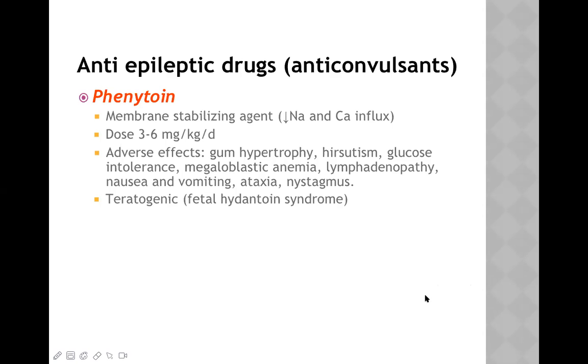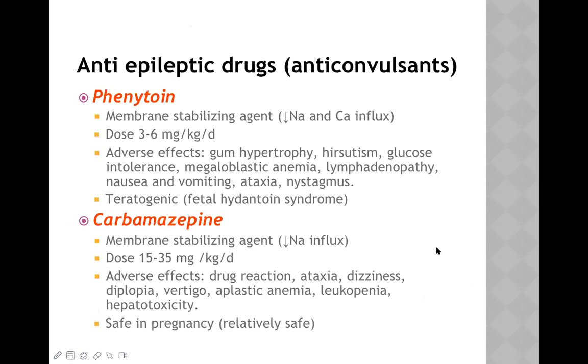Now, another important drug which we use in the patient is carbamazepine. This is also a membrane stabilizing agent. The dose is 15 to 35 milligram per kg per day. You don't need to remember this dose now. If it is difficult for you, when you start practicing, it will come automatically.